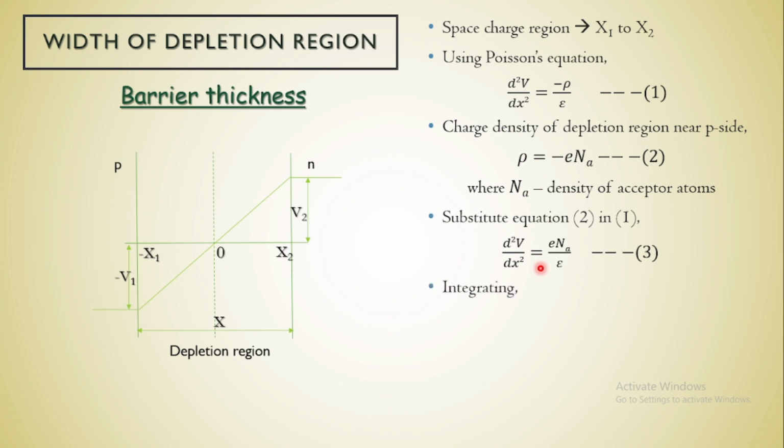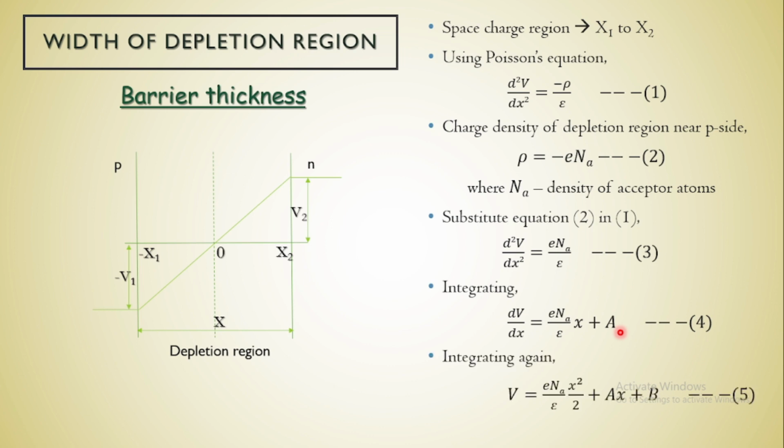So first on integrating we get dv upon dx is equal to ENA by epsilon, which is a constant, into x plus a, where a is the integration constant. Further, we again need to integrate so that we obtain v, which will be equal to ENA by epsilon as it is. Integration of x is x square by 2, plus integration of a is a into x, because the integration of a constant, or 1, is x itself since the domain is with respect to x, plus b, which is again the integration constant. We are calling it equation number 5.